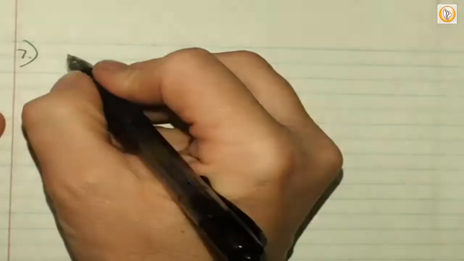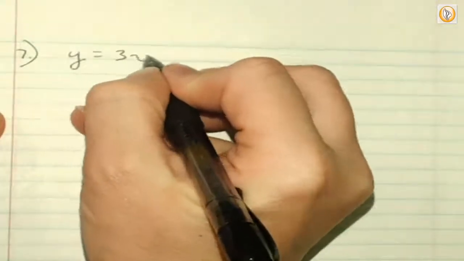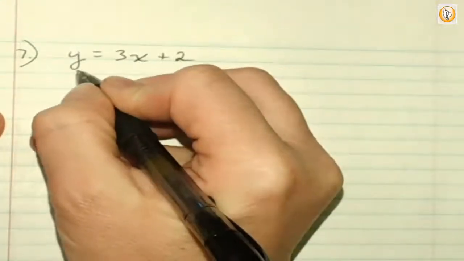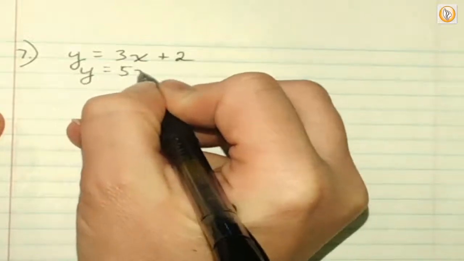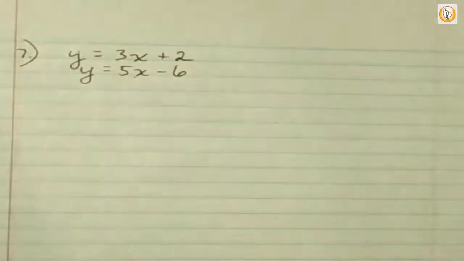All right, let's go. Now, notice I am changing to a new paper. Make sure you have plenty of room for every problem. That means it's very scary. It's very hairy. Okay. 7. We're doing the same thing, same directions. They gave us y equals 3x plus 2 and y equals 5x minus 6.